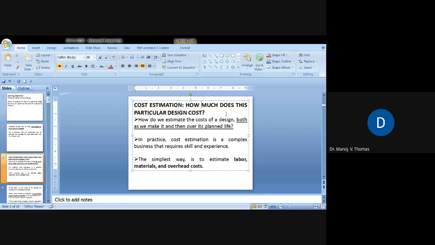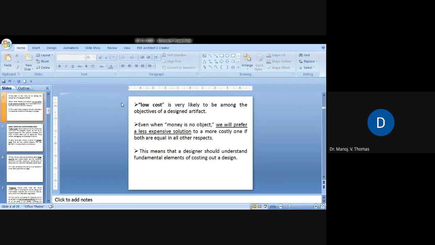What we mean by labor cost, what we mean by materials cost, and what we mean by overhead. Some of the terms are seemingly clear, and yet we will try to explore further. Low cost is very likely to be among the objectives of a design artifact. Even when money is no object, we will prefer a less expensive solution to a more costly one if both are equal in all other aspects.